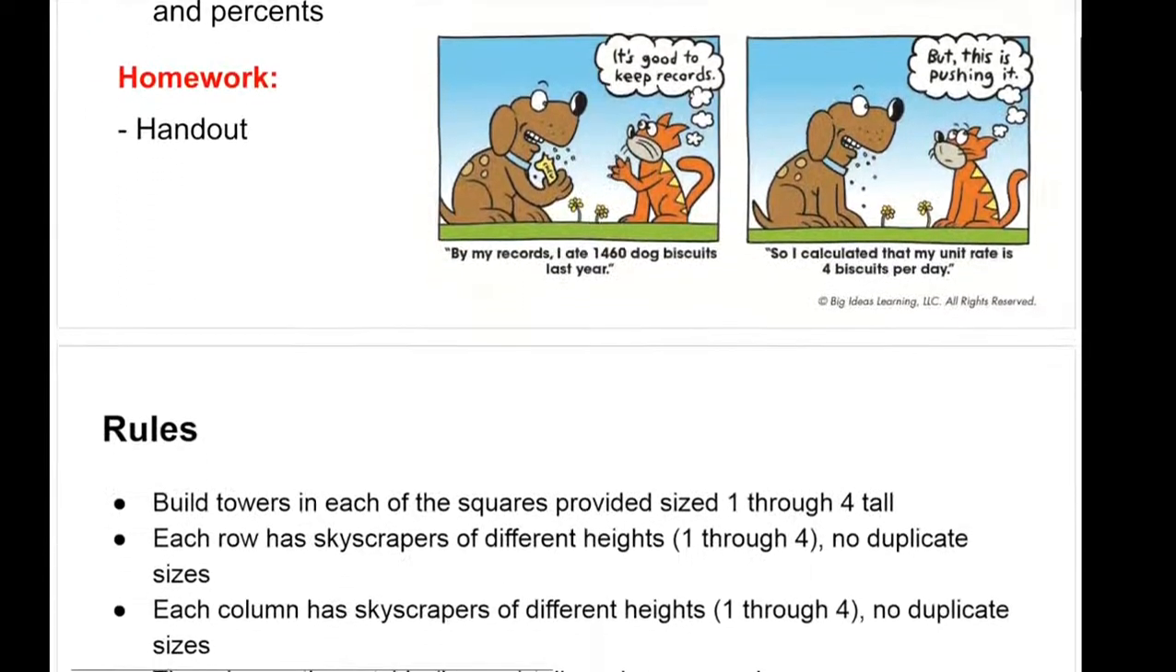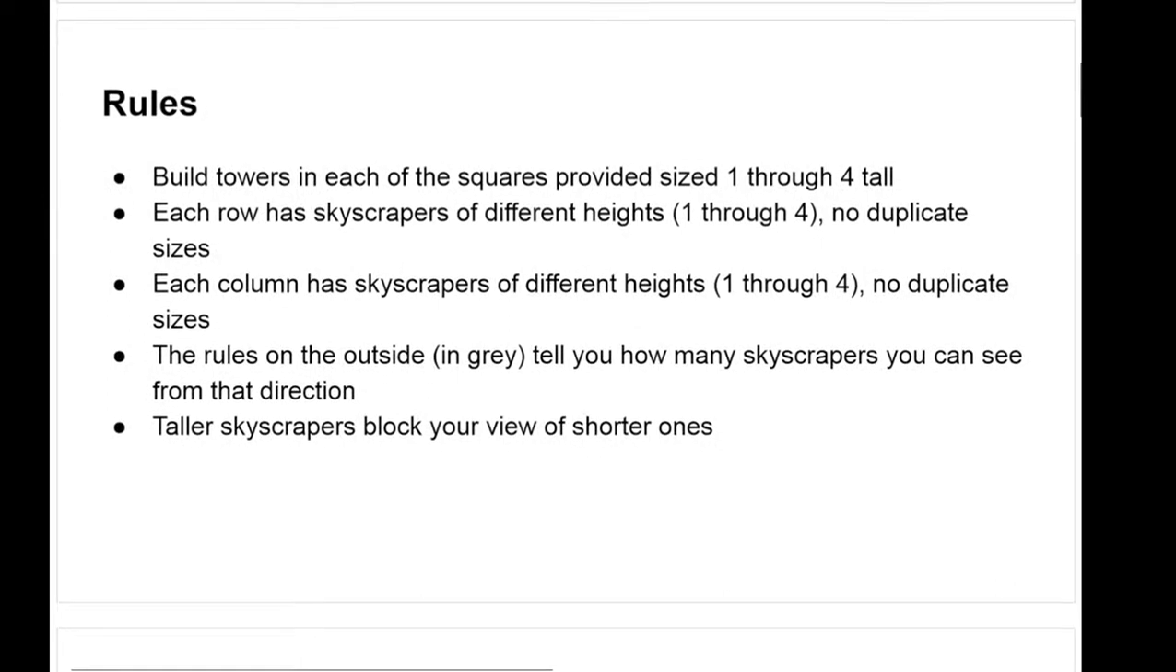Before we get into that, there is a warm-up game that you can play. If you have any linking cubes at home, you can feel free to play this game. The idea is it's like a 3D Sudoku. You're going to build towers in each square, and the towers are going to be sized from 1 block all the way through 4 blocks.